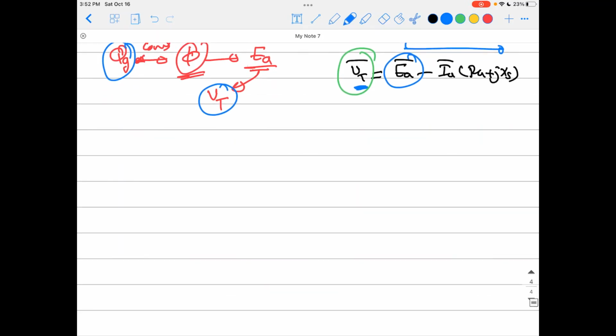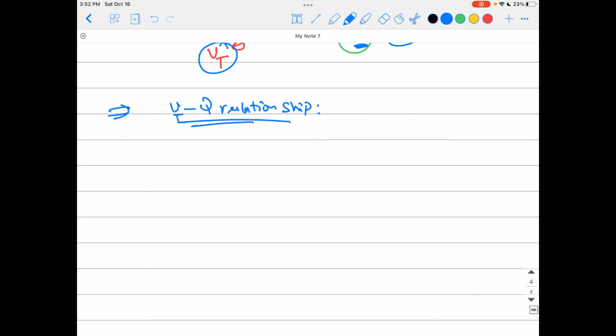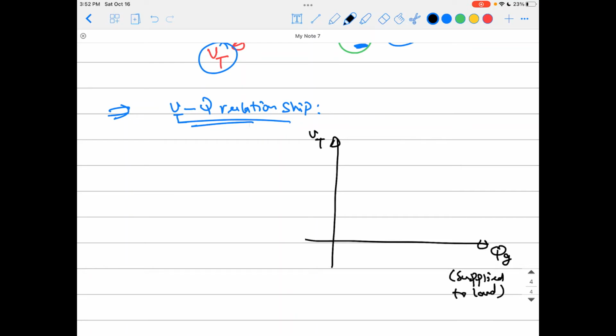So that takes us to what we call here the VQ relationship: the terminal voltage relationship with the Q generated by the machine. If you plot them together, it will give you something like that. That is the terminal voltage of the machine, and that is the Q generated out of the machine. Q generated is the one supplied to the load. So if the load requirements go up, that means the Q of the load goes up. The load requires more reactive power, so the generator has to generate more Q. And if you generate more Q, the voltage starts decaying like this, remember?